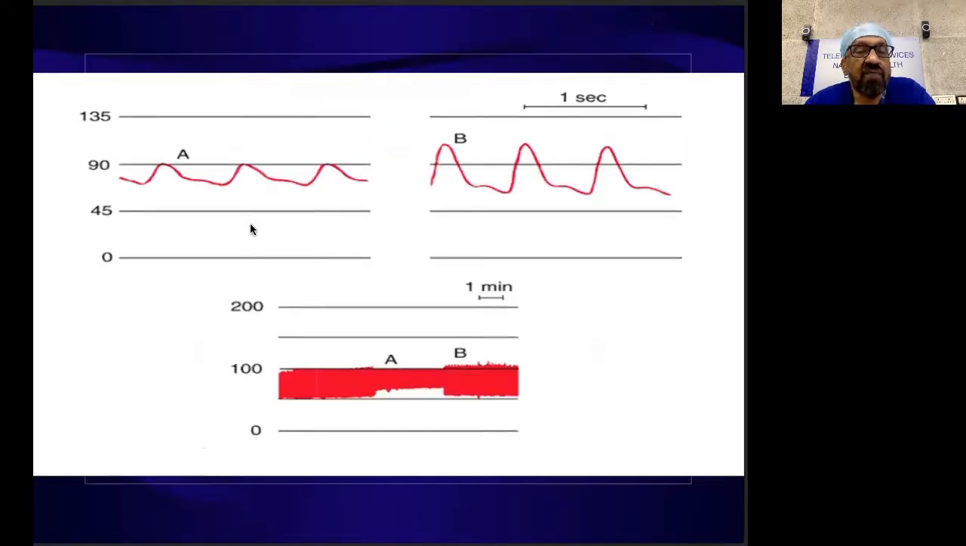The tracing on the left upper quadrant shows the overdamped arterial pressure waveform, where the systolic pressure is lower than normal and the diastolic pressure is higher. However, the mean pressure is likely to be the same as in an optimally damped waveform, which is shown on the right side of the upper panel.